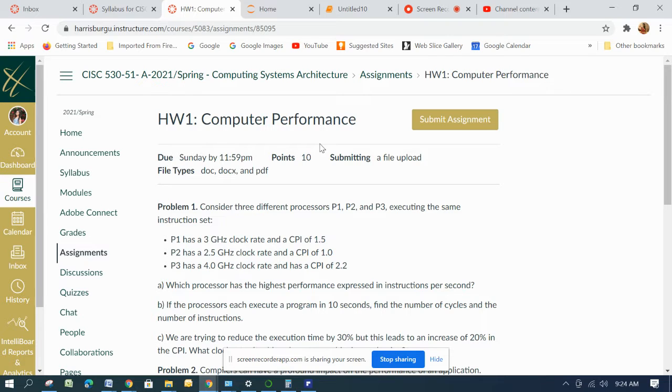So for this, problem one: we have been given three different processors, P1, P2, and P3, which are executing the same instruction set. P1 has a 3 gigahertz clock rate and a CPI of 1.5, P2 a 2.5 gigahertz clock rate and a CPI of 1.0, and P3 a 4 gigahertz clock rate and a CPI of 2.2. We have to find out which processor has the highest performance expressed in instructions per second.